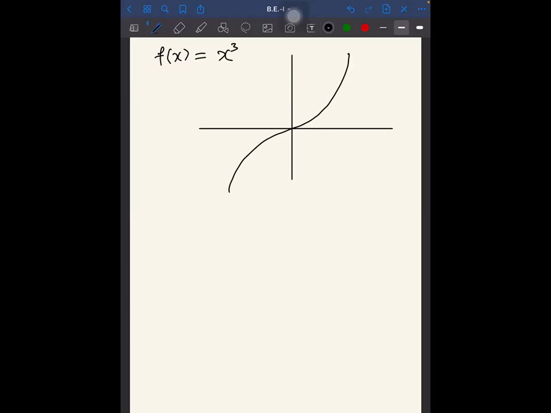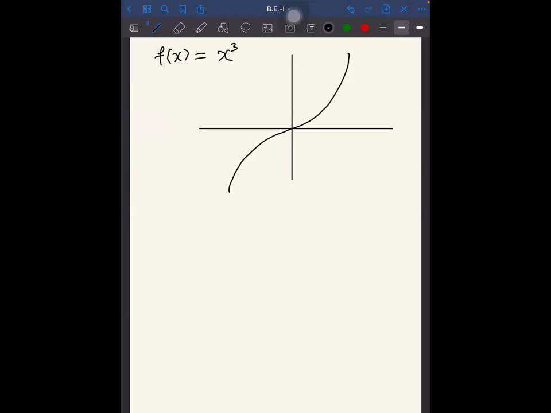Can you tell me why it is neither the point of maxima nor the point of minima? Can you tell me why? At 0 positive, it's increasing, and at 0 negative, it's decreasing. Yeah. So eventually what happens?